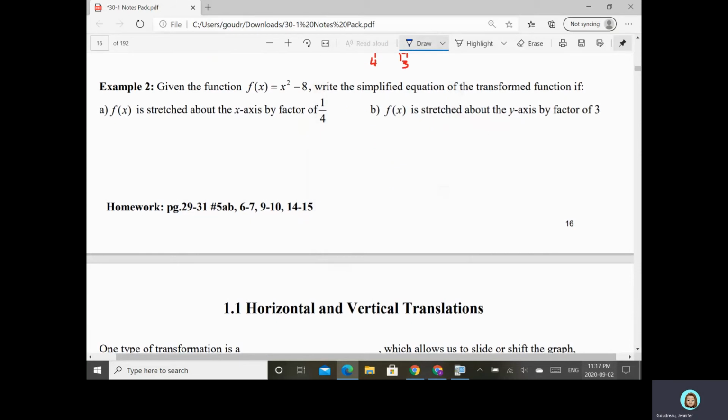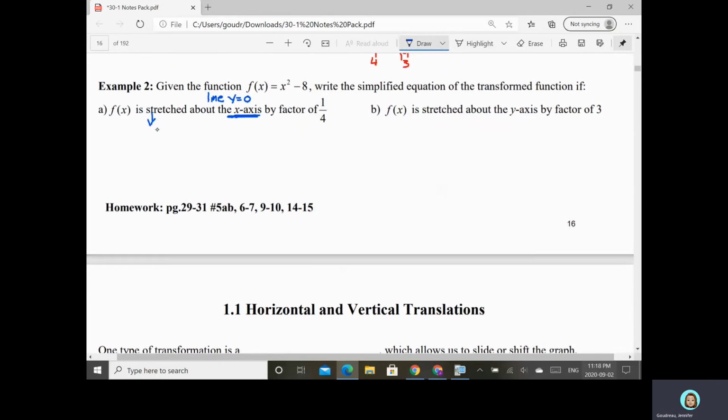We are writing the equation, so we need to pay close attention to where we're putting that stretch factor. Let's read carefully. This is stretched about the x-axis. And again, we talked about this with the stretches: the x-axis could also be described as the line y is equal to 0. So just be aware, we can describe the x-axis in more than one way, either using the words x-axis or the line y is equal to 0. So when it's stretched about the x-axis, that means that this is a vertical stretch.